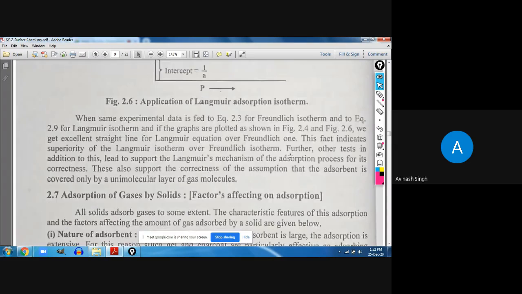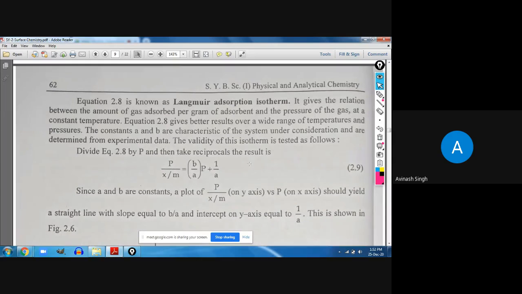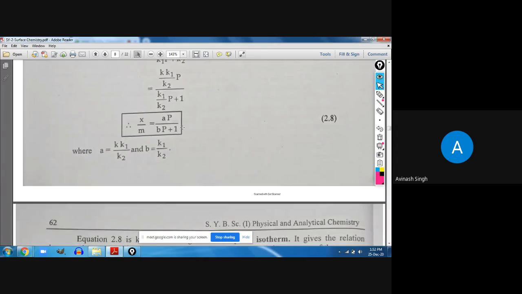And there are various ways in which you can find out the value of A and B. अभी देखिए. Now let's write this down. So you have x by m is equal to AP divided by BP plus 1. ठीक है.